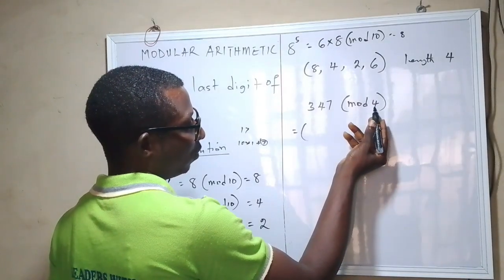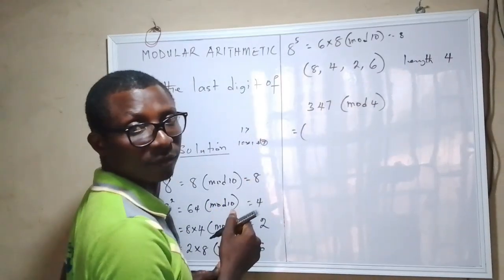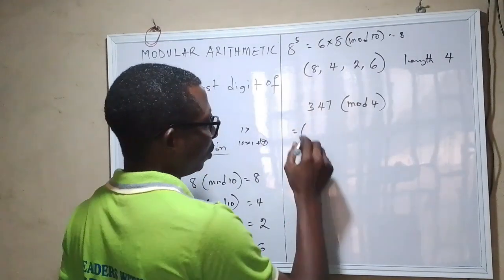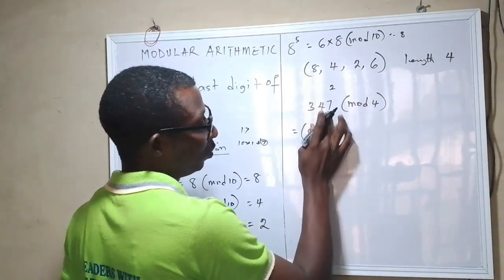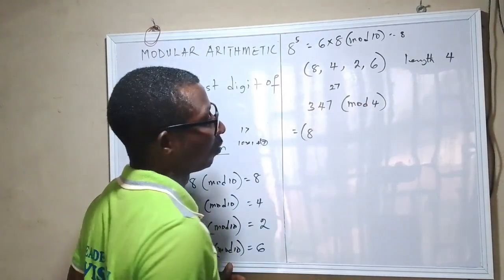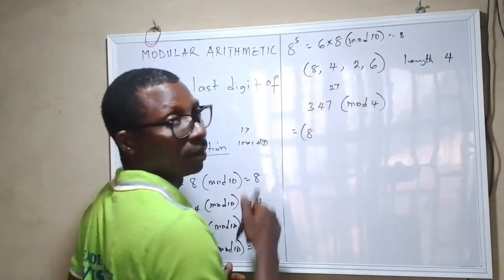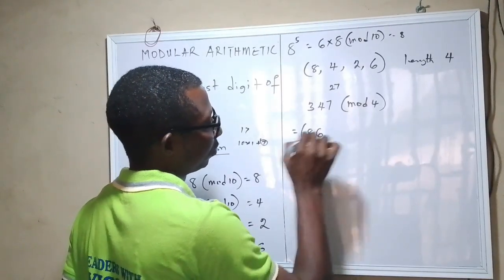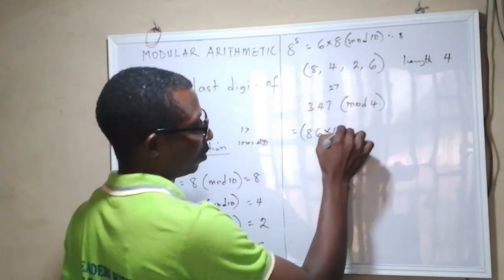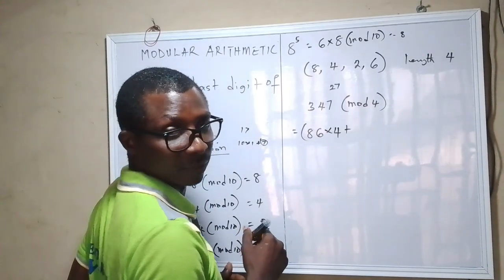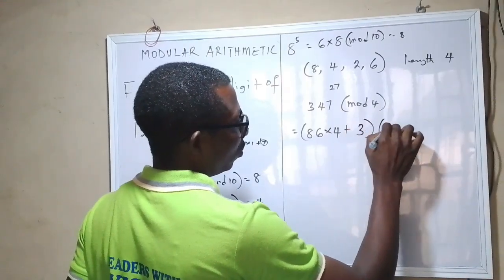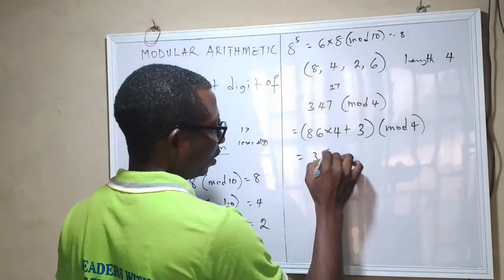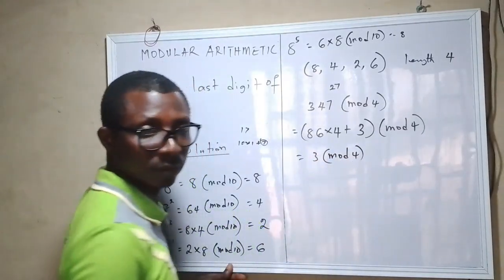So 4 goes into 34, 8 times, remainder 2. So you put that 2 in front of 7. Right? So 4 goes into 27, that's 6 times 4, plus a remainder of 3. So we have 3 in mod 4. So that means the answer is going to be 3 mod 4.